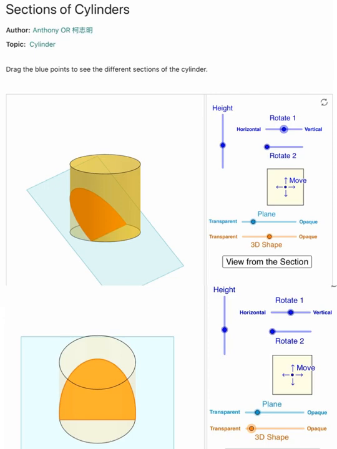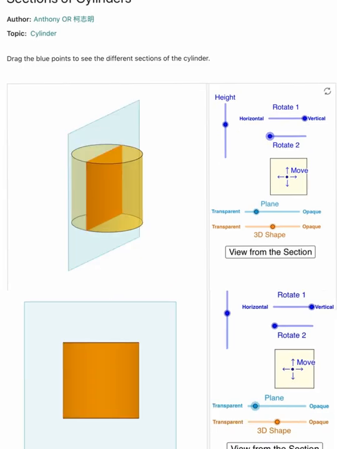Can the cross section of a cylinder be parabolic? You can see, yes, this is parabolic. It looks like a parabola, part of a parabola, this part here. But at any rate, you can see that I moved the height down. It's lower. I rotated it so that it's half horizontal, half vertical, so it's on an angle. You can give that a try. So can the cross section of a cylinder be a parabola? Yes, is the answer.